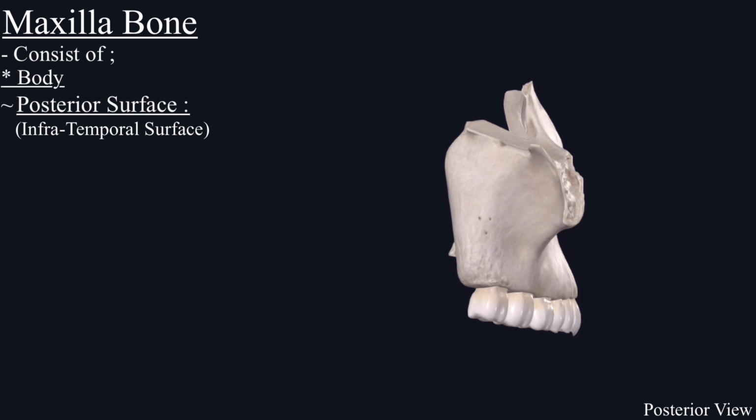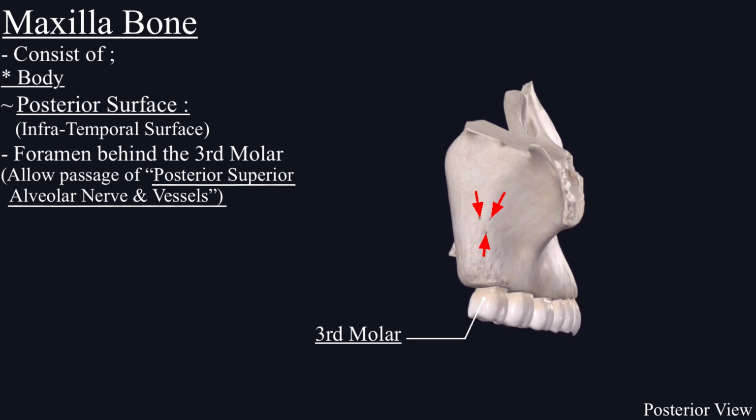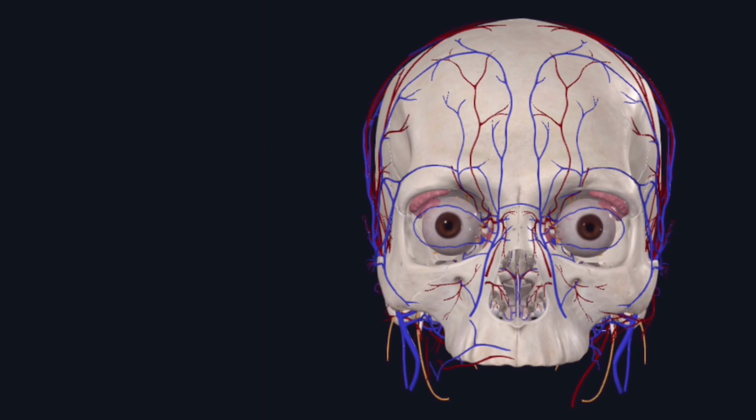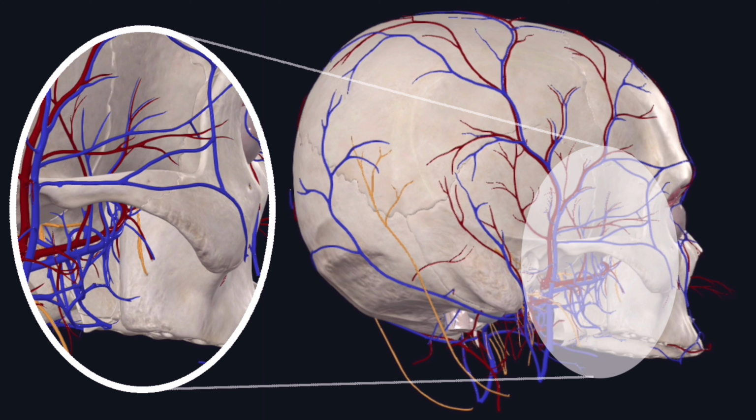In the posterior view of the maxilla, behind the third molar, generally 2 to 3 foramens are present. These foramens allow passage of the posterior superior alveolar nerve and vessels. In this skull model, you can appreciate the posterior superior alveolar nerve and vessels passing through these foramens.